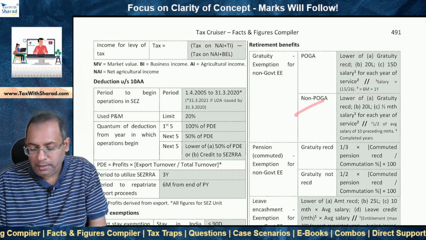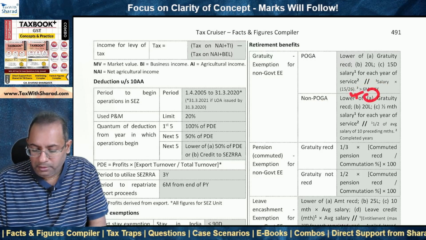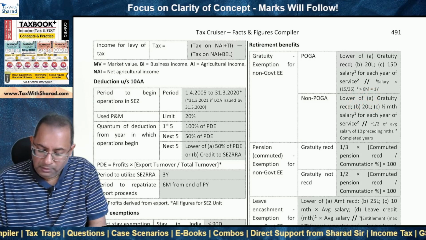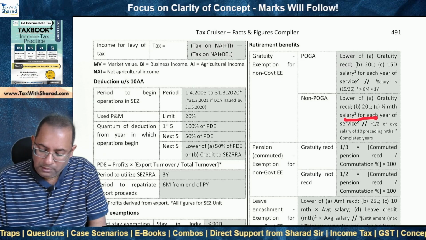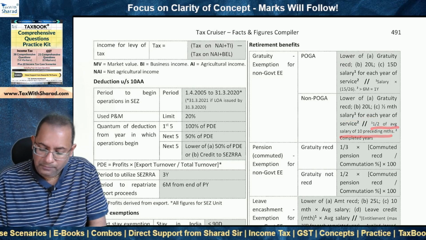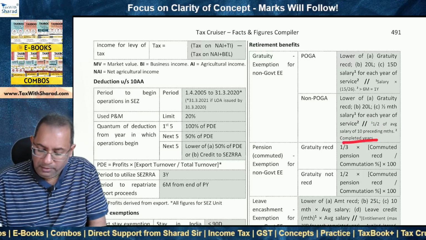In the case of non-POGA cases, the formula is the lower of A, gratuity received, B, 20 lakh, C, half month salary for each year of service. And for this purpose, what is salary? Salary is the average salary of the 10 preceding months. And for each year of service, completed years are taken.